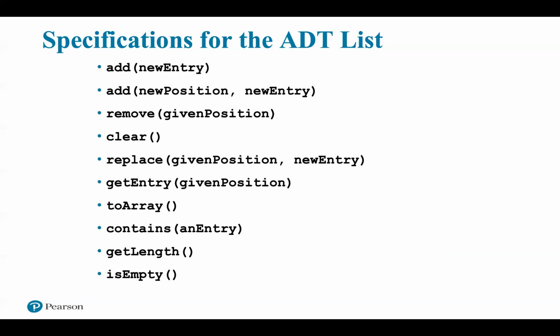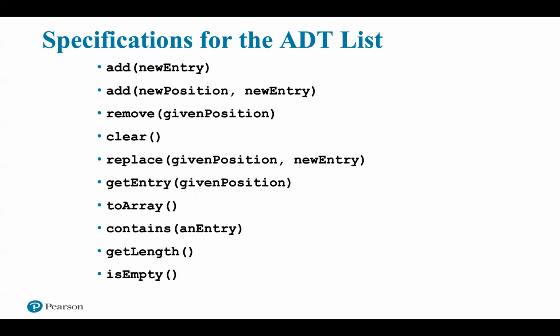Unlike common lists whose entries are strings, the ADT list is more general and has entries that are objects of the same type. The following is an initial specification of the ADT, and we'll talk about this in a couple of ways. Add new entry adds a new entry to the end of the list. Add given position, new entry adds a new entry to the list at a given position. Remove given position removes the entry at a given position from the list. Clear removes all entries from the list.